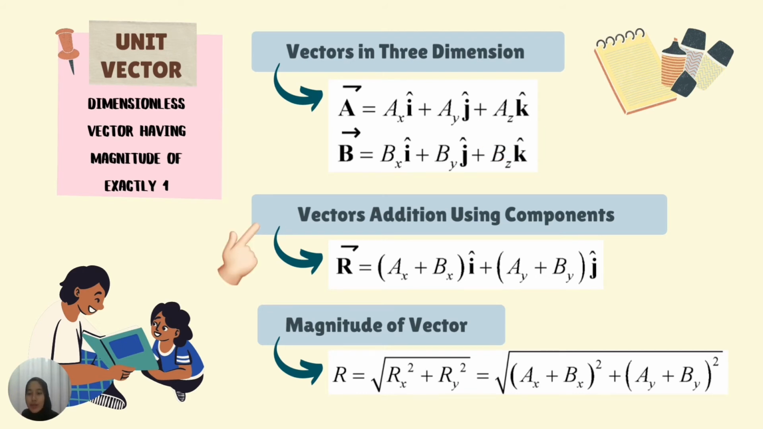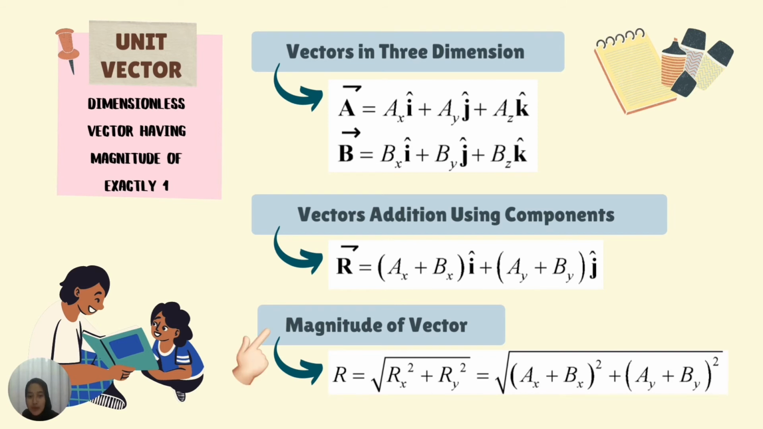And second, vector addition using components is a little bit different from ordinary vector addition because we must add the vectors separately according to their components. For i, the x components of both vectors A and B must be added, and for j, the y components of both vectors A and B must be added. And the same goes for k, both z components of vectors A and B will be added.